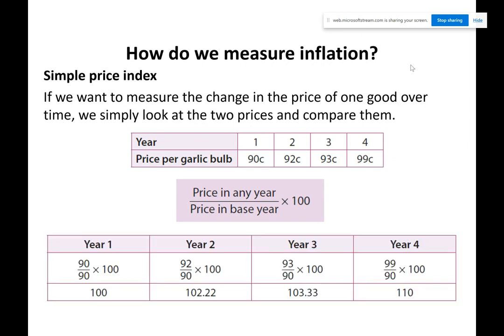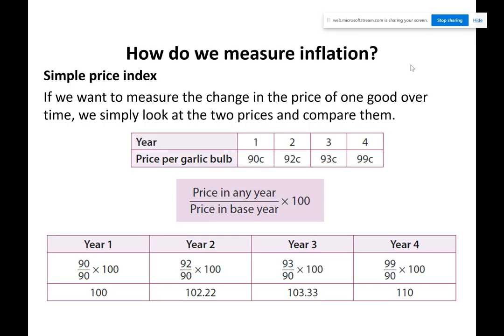So for example, very simply, year one, the price is 90. That's our base year. Year two, the price goes up to 92 cents. So the formula is we put 92 over 90 multiplied by 100, and you get 102.22. Year three, you can see it's gone from 90 to 93, so 93 over 90 times 100, 103. Year four, same thing. Year four, 99 over 90 times 100.